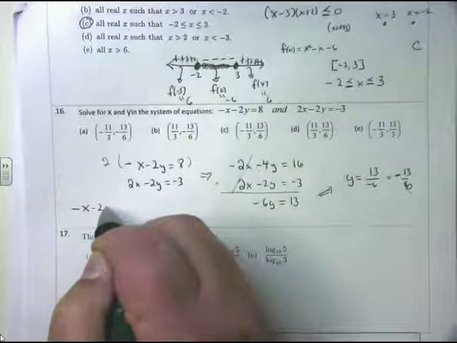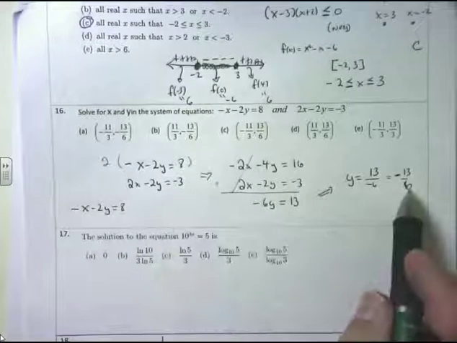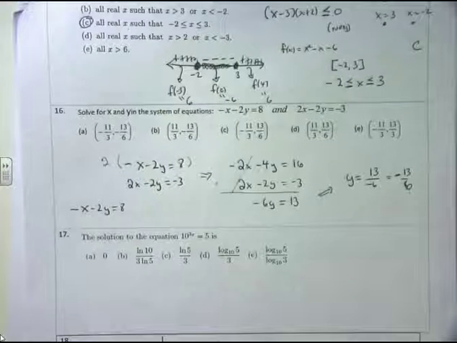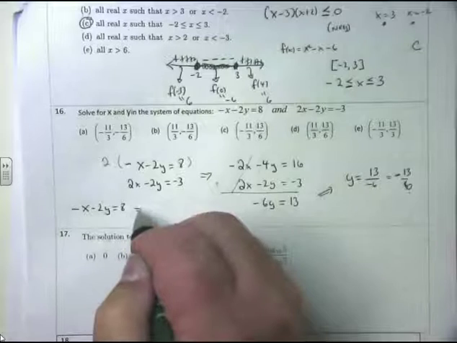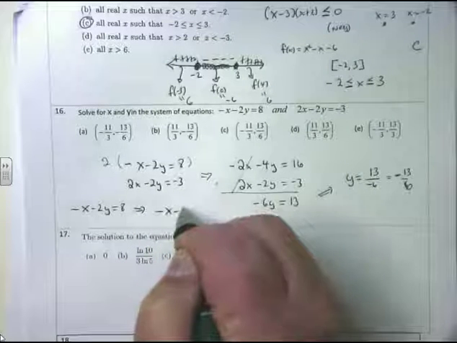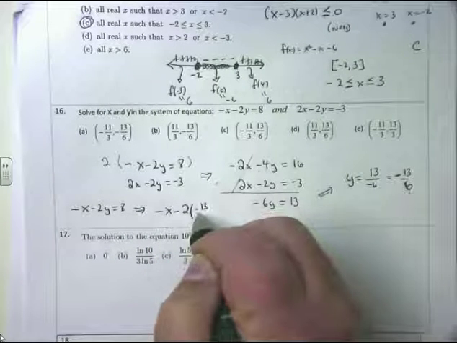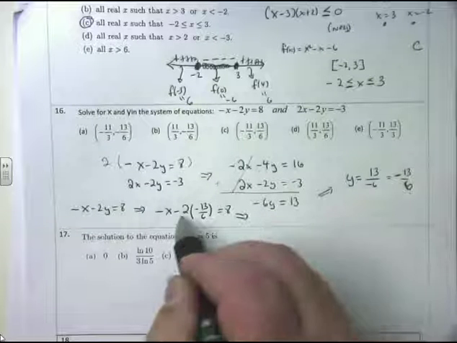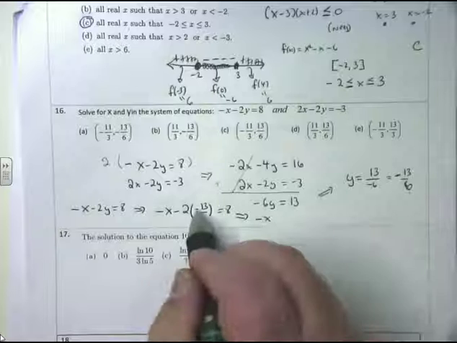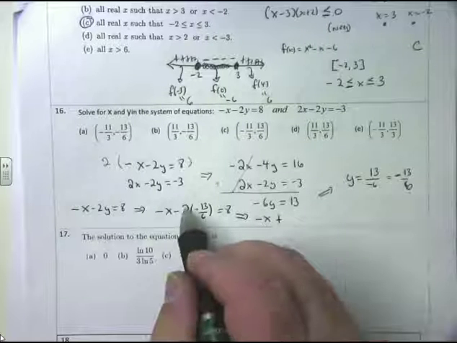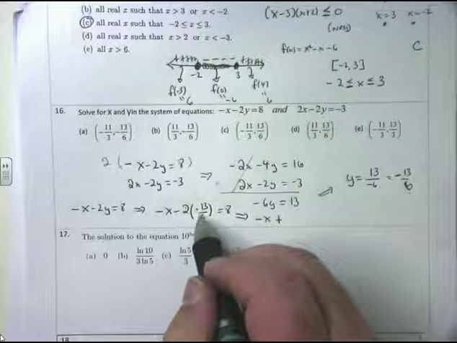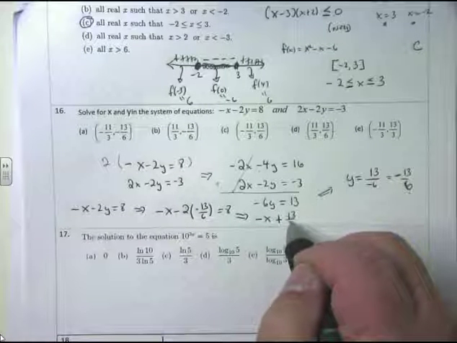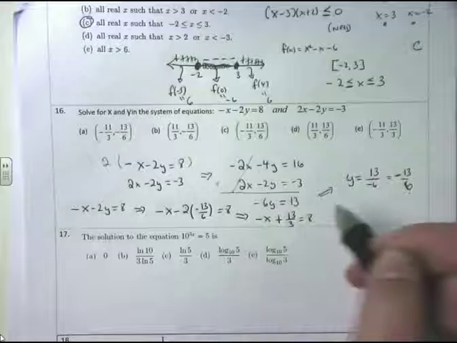Negative x minus 2y equals 8. But I know what y is. Y is negative 13/6. So when I substitute it in, I get negative x minus 2 times negative 13 over 6 is equal to 8. Solving for x, I clean it up. This is negative x. A negative times a negative is a positive. 2 goes in the 6 3 times. Let's go ahead and reduce the fraction. 2 goes in the 6 3 times, so that becomes a plus 13 thirds equals 8.